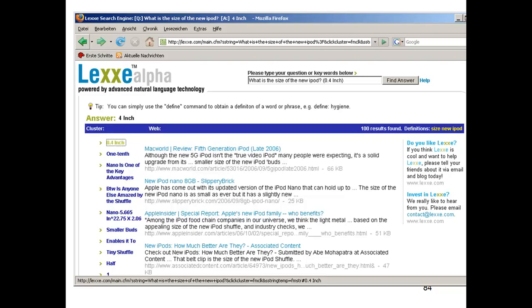A question here, what is the size of the new iPod? And then I get some answers, plus their supporting documents. Where is this answer contained? The first answer might be correct, 0.4 inch. The next answer, 1/10, doesn't really help me a lot. And then there are even worse answers. Okay, but this technology is out there on the web.